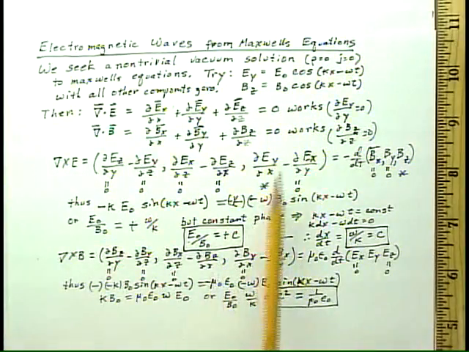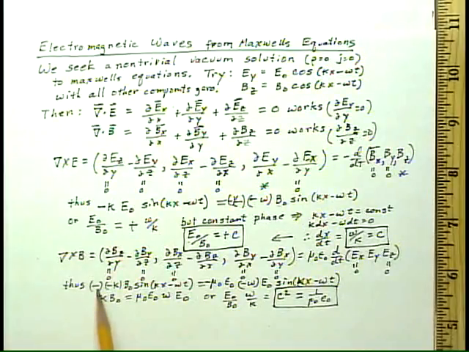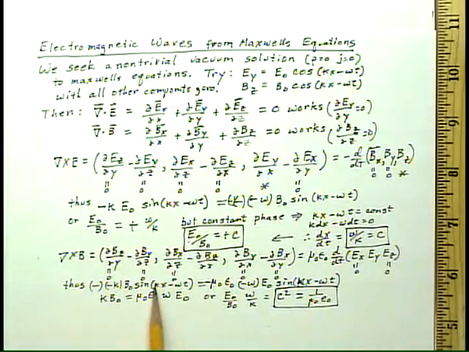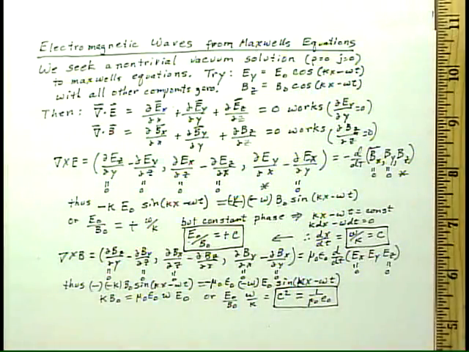I'm sorry, the derivative of Bz with respect to x brings this term down here. We automatically have a negative sign because of the derivative of the cosine, which gives us minus a sine. The derivative of x brings out a minus k here. The minus k comes from the fact that we have a minus sign here.